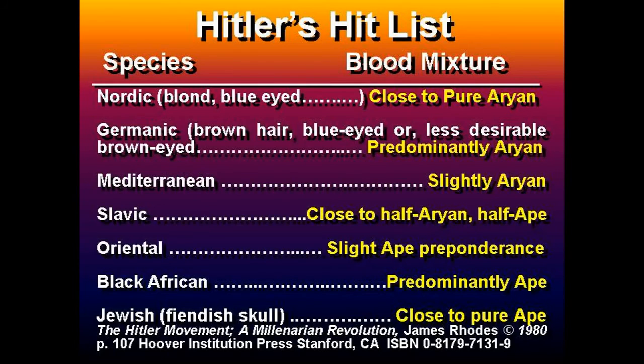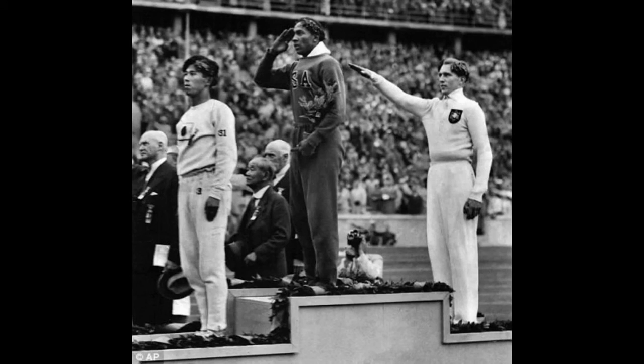Hitler also hated black people. Does anybody know where the Olympics were held in 1936? Germany. Does anybody know who won the most gold medals? Jesse Owens, the black American athlete. Hitler was so angry, he walked out of the stadium and said, it's not fair to make my men race against this animal.